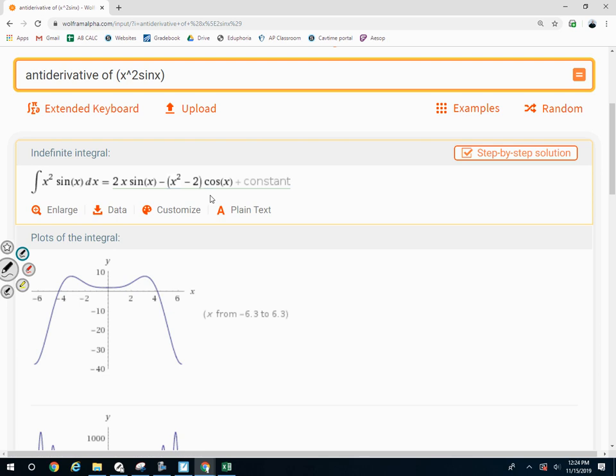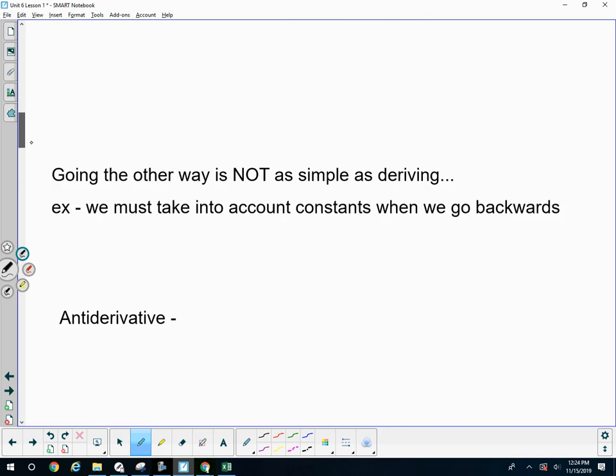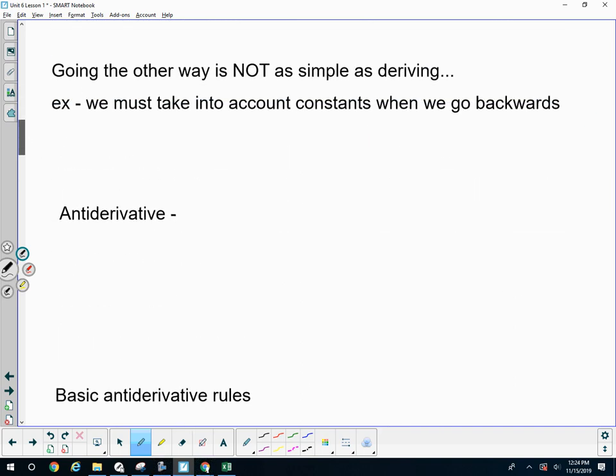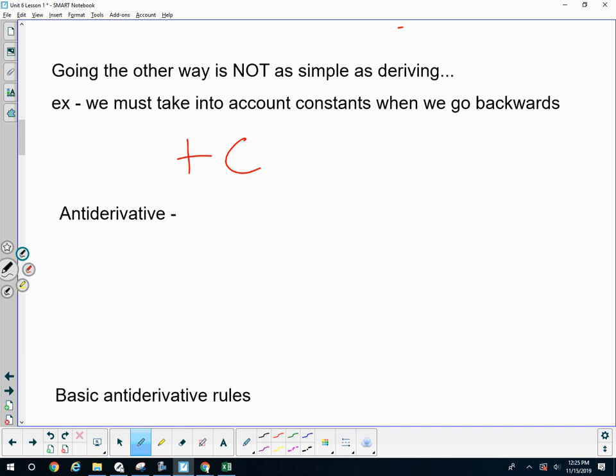No, no. So there's two things I want you to know about antiderivatives. One, you've got to have a plus c. You need a plus c because the derivative of c's are zeros. And the other is it's not as simple. It is not going to be easy. There is no antiderivative product rule. There's no antiderivative quotient rule.